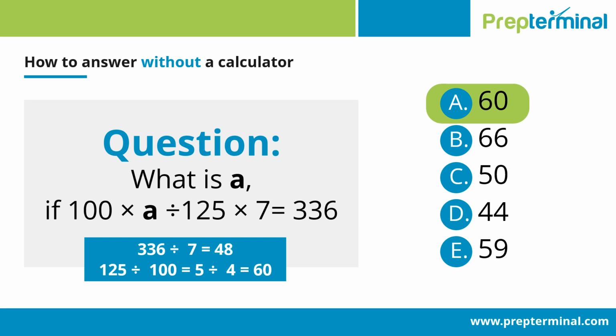In this case, you could divide 336 by 7 and get 48, and you might notice that both 125 and 100 can be divided by 25, so 125 divided by 100 equals 5 divided by 4. After these, A equals 48 times 5 divided by 4 equals 60. The choice is A.